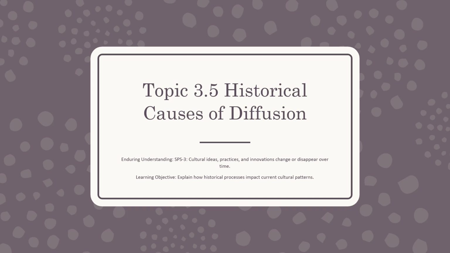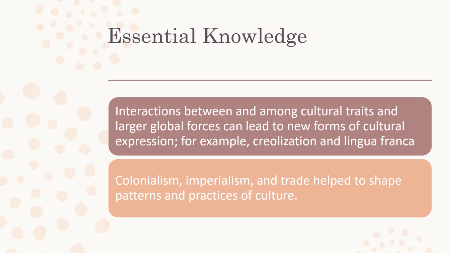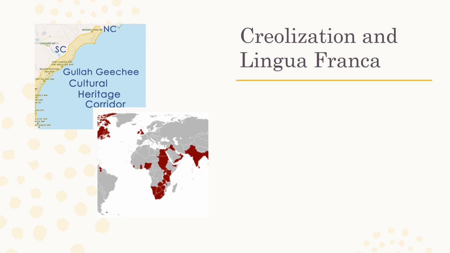Topic 3.5, the historical causes of diffusion. Cultural ideas, practices, innovations change or disappear over time as our enduring understanding, and our learning objective is to explain how historical processes impact current cultural patterns. Our essential knowledge, interactions between and among cultural traits and larger global forces can lead to new forms of cultural expression. For example, creolization, lingua franca. Colonialism, imperialism, and trade helped to shape.